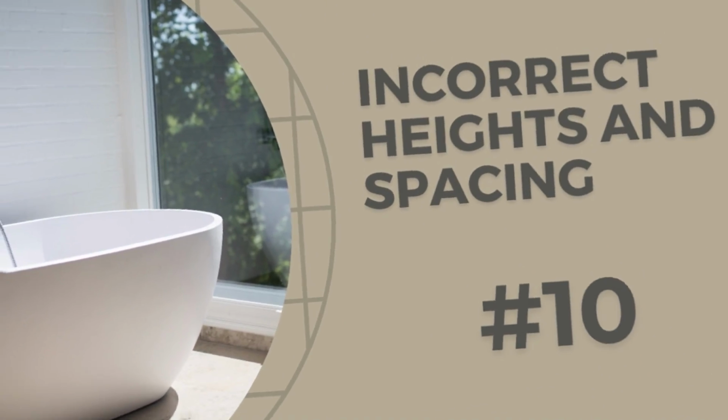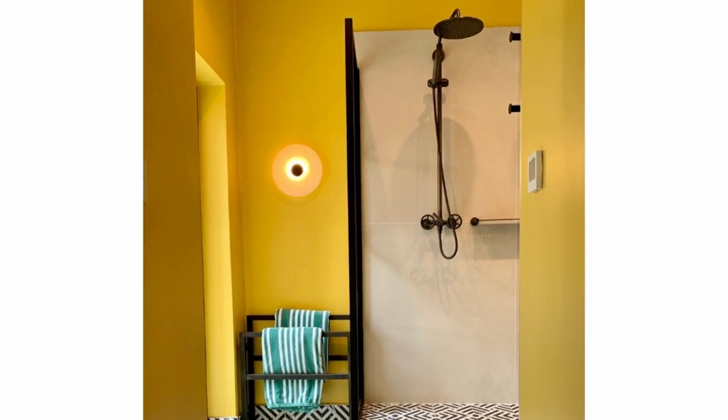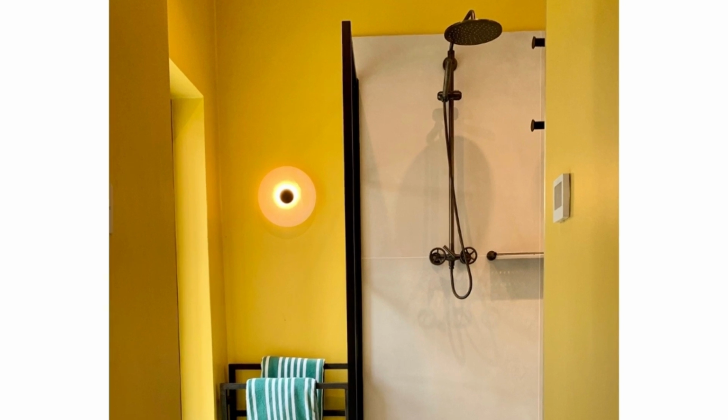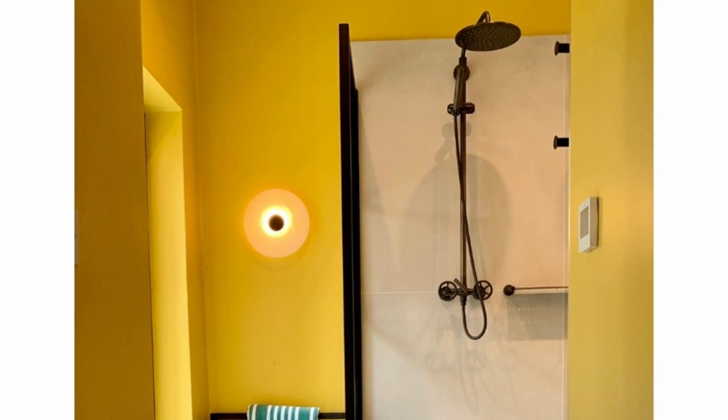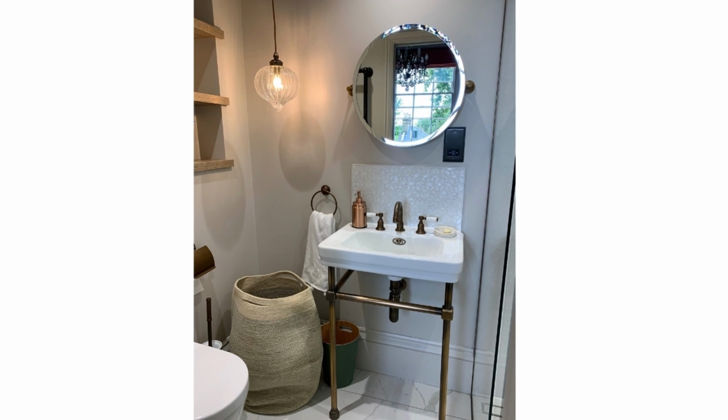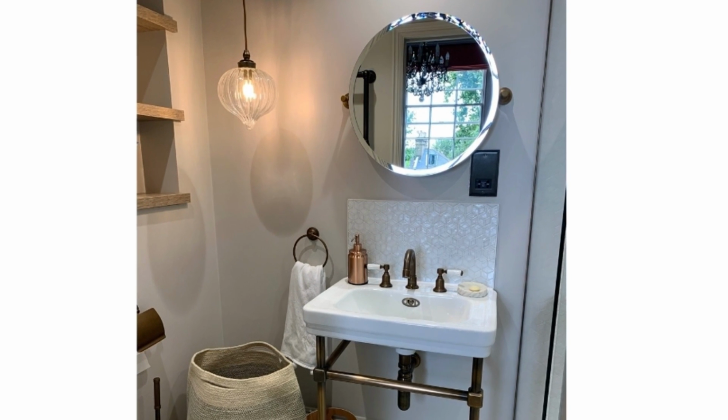Moving on to number 10, incorrect height and spaces. So this is if you are installing your vanity unit or your toilet or your mixers, shower mixers or taps at the wrong height, or you are installing your mirror too high or too low, or you are installing a shower enclosure and the opening is too small. All fixtures should be installed at optimal heights to avoid having to awkwardly reach or move around the bathroom, and to ensure easy and effortless use and ergonomics.